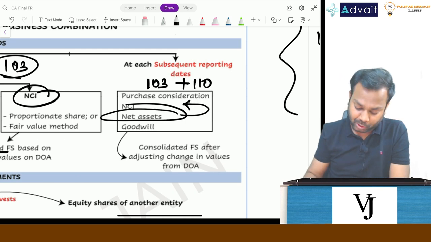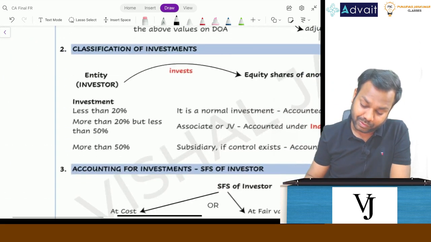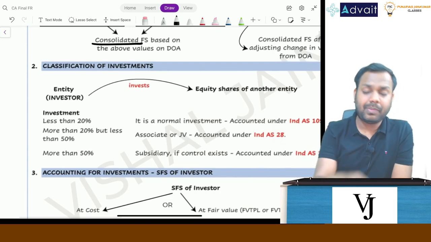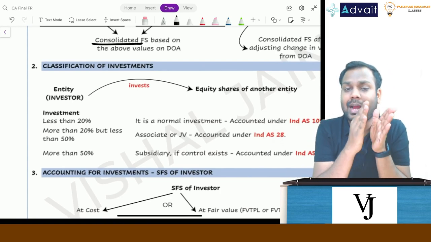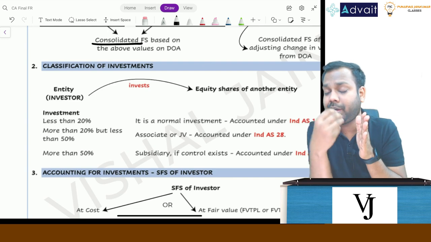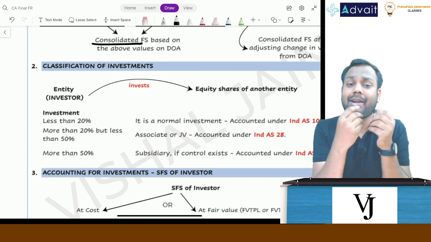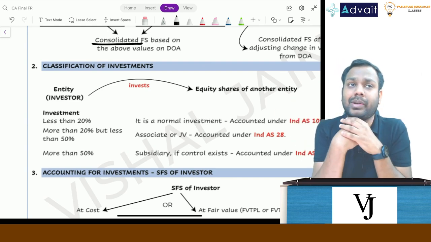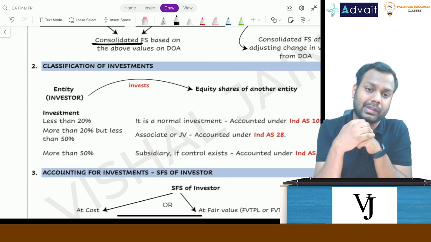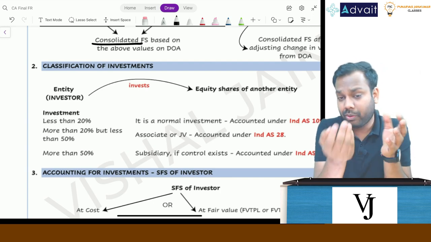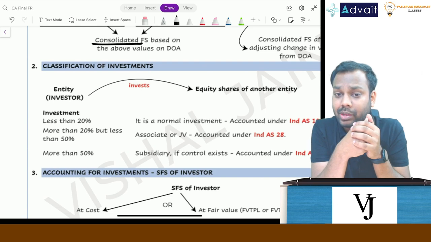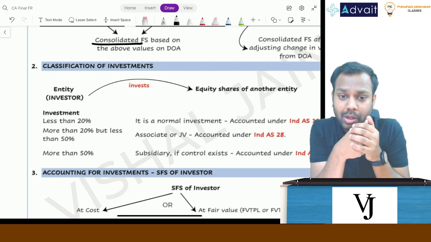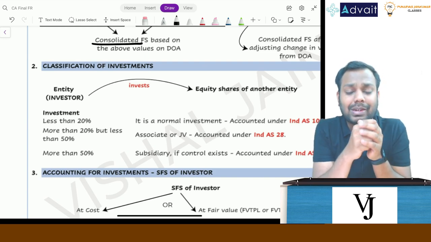Okay, now classification of investments. Guys, understand, whenever a parent company has any interest in a subsidiary, associate or a joint venture, then the interest can be of multiple types. Let's suppose I purchase 10 shares of Infosys. Is that a subsidiary? No. Is that an associate? No. Is that a joint venture? No. Is that a joint operation? No. Just because it's 10 shares, it might not be the case.